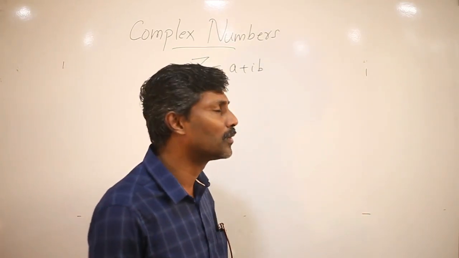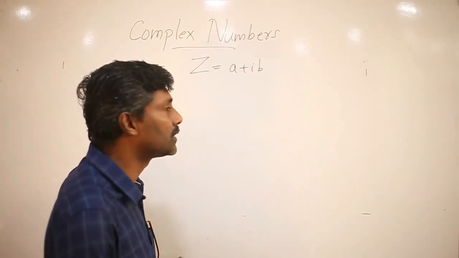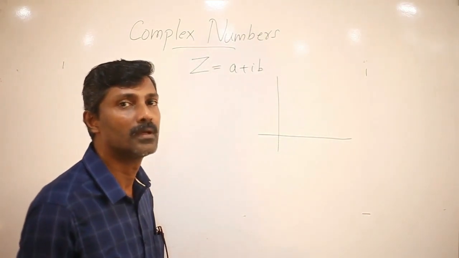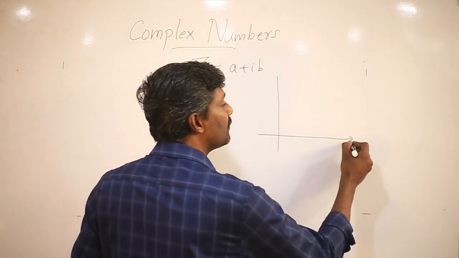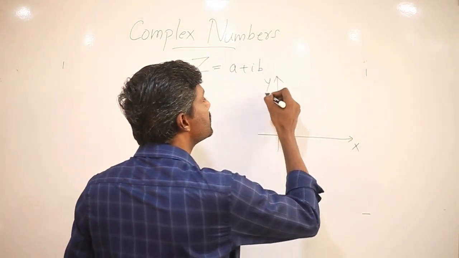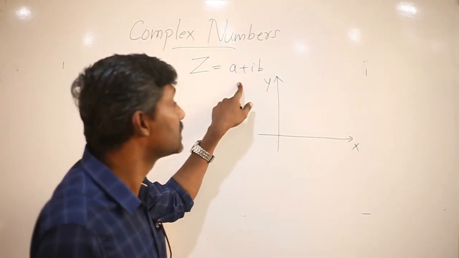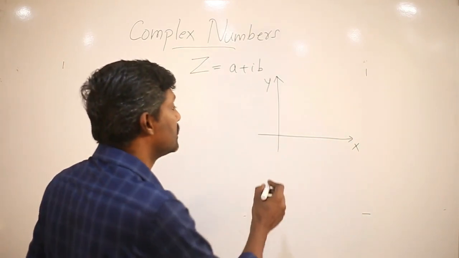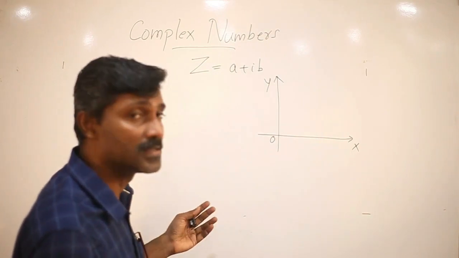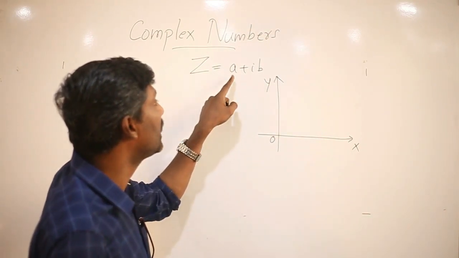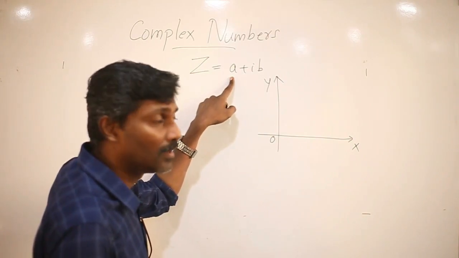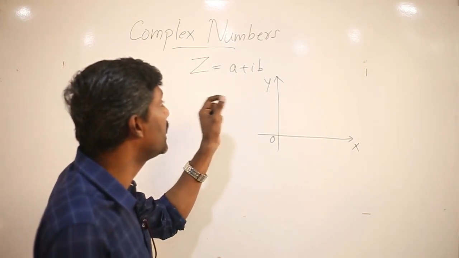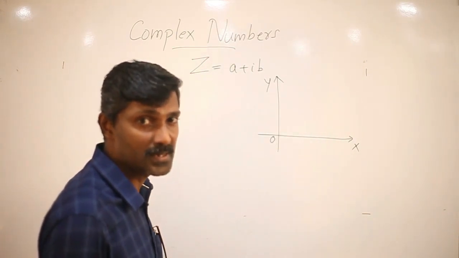Let's have a look at the xy plane, the rectangular coordinates. Just see this rectangular system where we have the x-axis and the y-axis. How do we represent z equal to a plus ib, this complex number, on the rectangular plane? This happens to be the origin, 0, 0. The real part of this complex number is a and the imaginary part is b. It's very simple. The coordinates (a, b) on the xy plane represent the complex number.